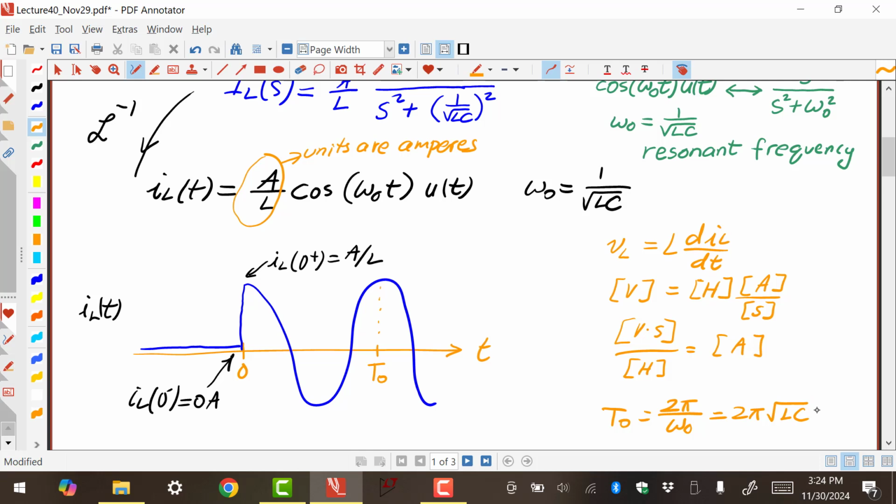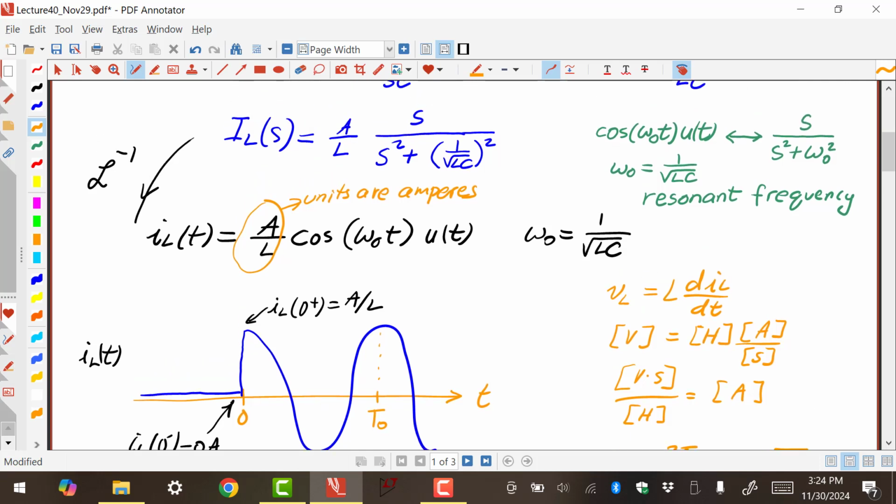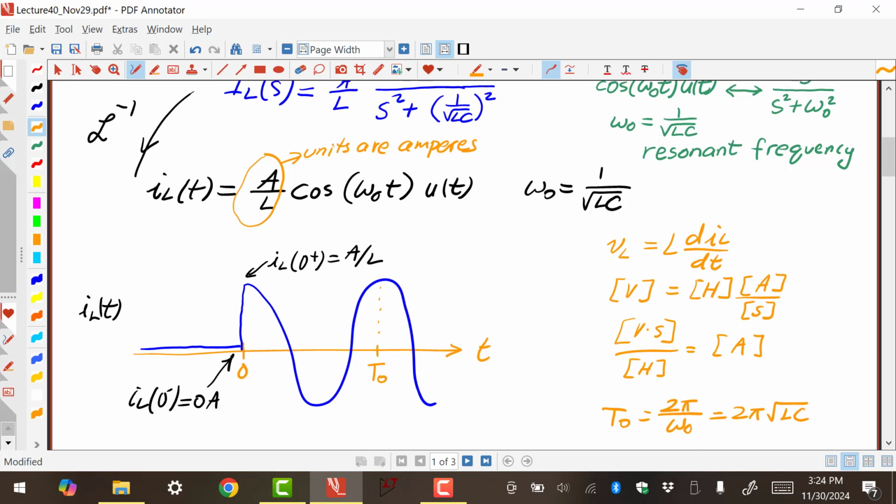So when the impulse comes, it just sets this oscillation going, and this thing oscillates forever basically. Because there's no resistance, the oscillation doesn't decay. It doesn't grow, but it doesn't decay. It just sustains oscillations. Everlasting sinusoid.